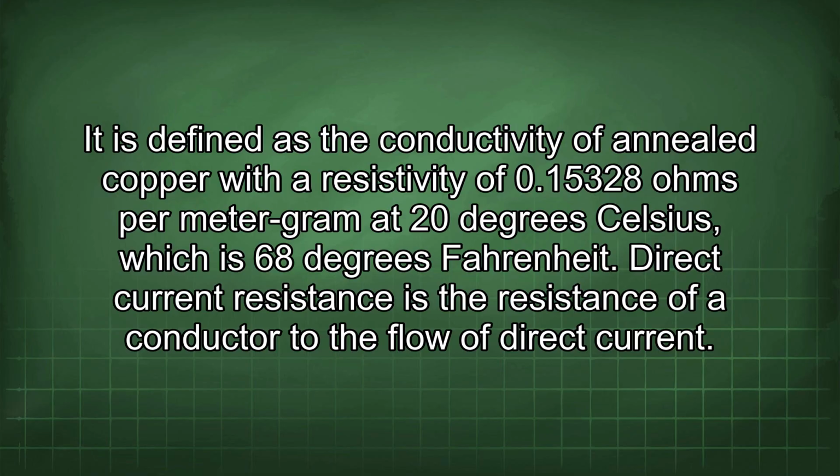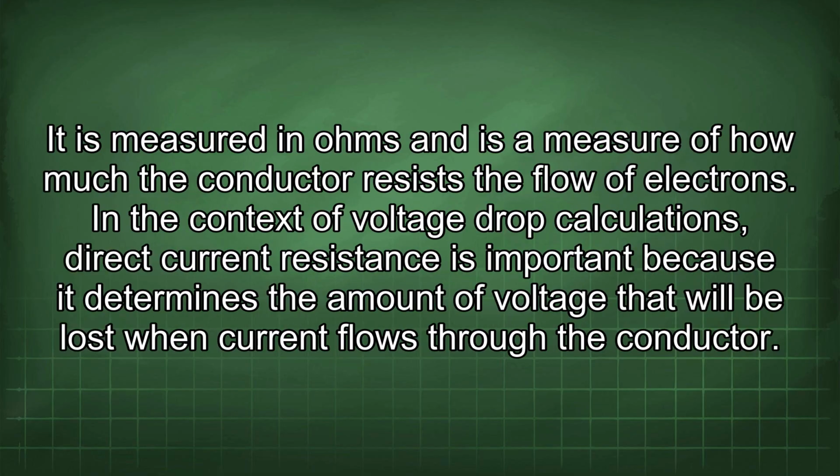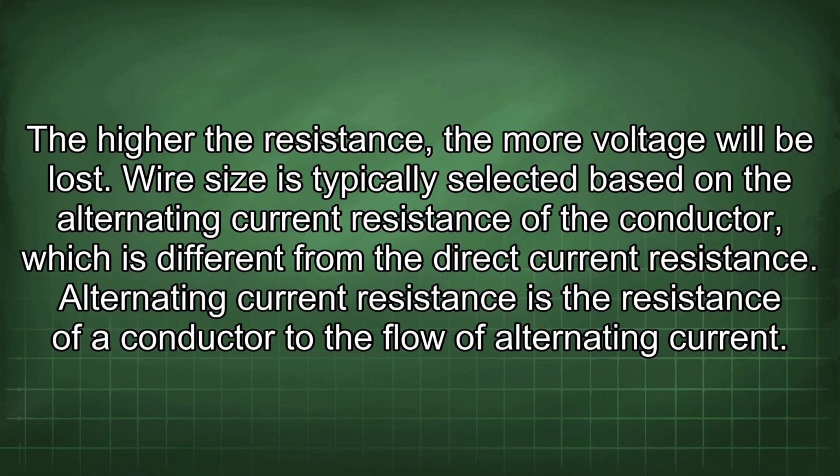Direct current resistance is the resistance of a conductor to the flow of direct current. It is measured in ohms and is a measure of how much the conductor resists the flow of electrons. In the context of voltage drop calculations, direct current resistance is important because it determines the amount of voltage that will be lost when current flows through the conductor. The higher the resistance, the more voltage will be lost.